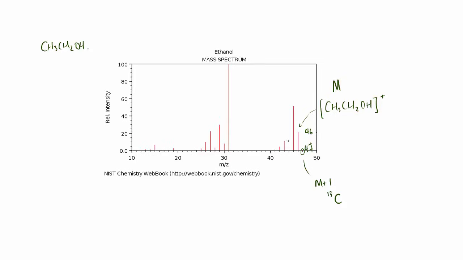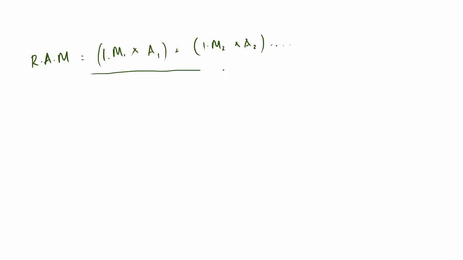The final bit that I want to cover on here is the calculation of relative atomic mass from data given from a mass spectrum. And this is it. To work out relative atomic mass, RAM, you take the mass of one isotope, multiply it by its abundance, add it to the mass of the second isotope multiplied by its abundance, and so on, and divide that by the total abundance. And that's it.